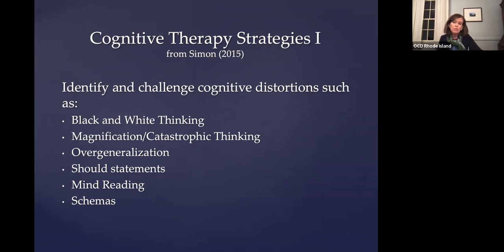Mind reading is when you assume that you know what other people are thinking. So you want to be careful that you're not making assumptions that other people are judging you or criticizing you when they may not be.